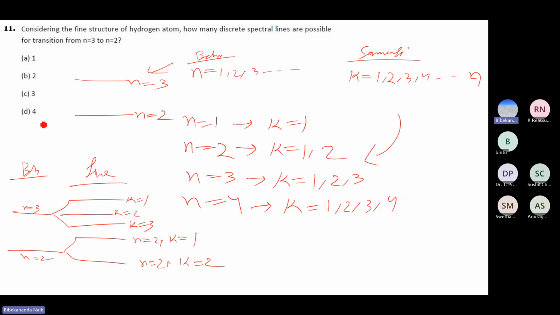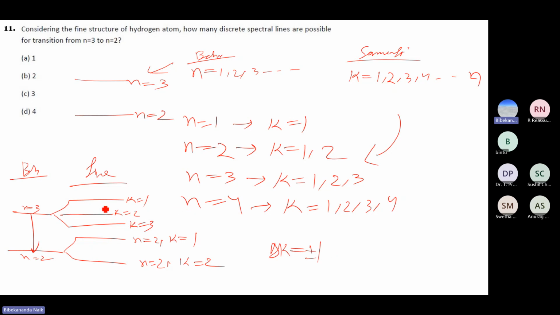But simply, if you see these two energy levels, there was only a single transition, n equal to 3 to n equal to 2. But since there is more than one energy level for n equal to 3 and n equal to 2, obviously there will be more transitions. The transitions are governed by a rule called a selection rule, and that rule says delta k will be plus minus 1. So the transition will occur such that delta k will always be plus minus 1.